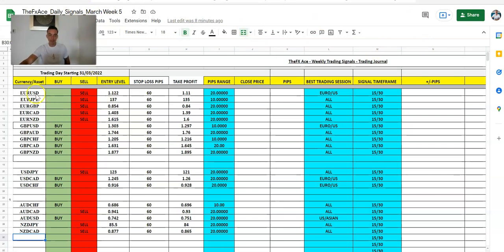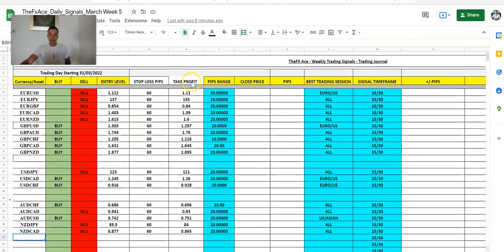Okay, the entry level, very, very basic. We're looking for trades around this area. We're not looking to take trades bang on that area. This is why I've got the pip range. I'm going to explain this very, very simple here, so please pay attention.